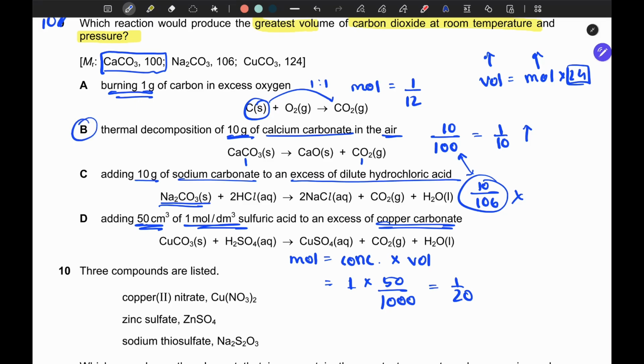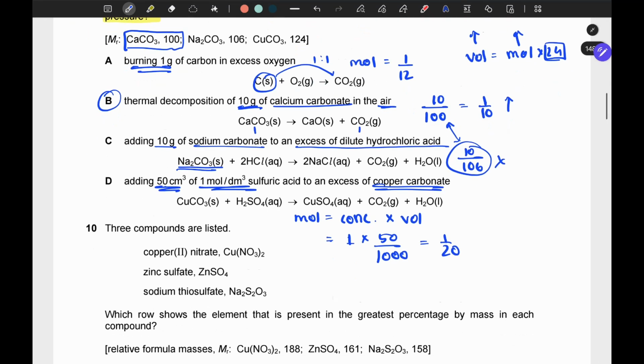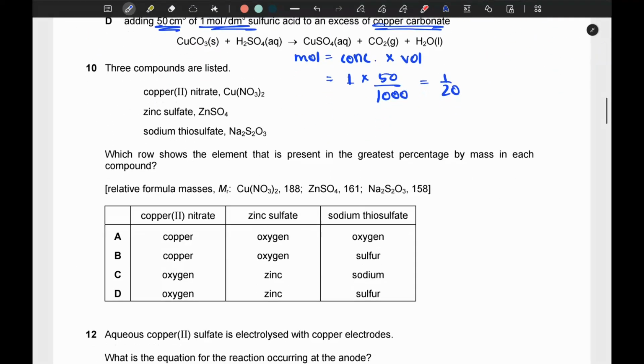In that case, we can conclude that B must be our answer. Moving on to question number 10, 3 compounds are listed: copper 2 nitrate, zinc sulfate, sodium thiosulfate. Which row shows the element that is present in the greatest percentage by mass in each compound? And again, they've generously given us the formula masses of each compound. So for copper 2 nitrate, it's a comparison between copper and oxygen.